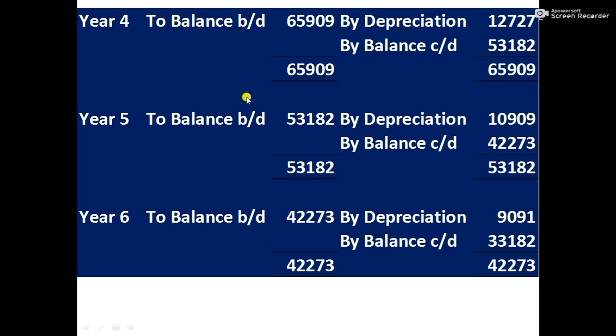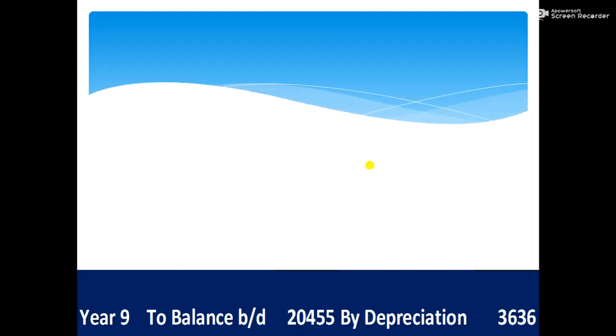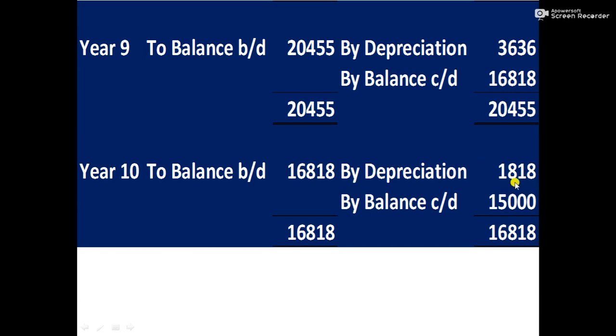By depreciation, by balance, like that we calculated sixth year and seventh year, eighth year, ninth year and 10th year. 10th year the balance will be 15,000. What is this 15,000? 15,000 is our residual value. Under this method, the book value after the useful life will be equal to the residual value. Under straight line method also, the book value after the useful life will be equal to the residual value. If there is no residual value, this book value will be equal to nil.